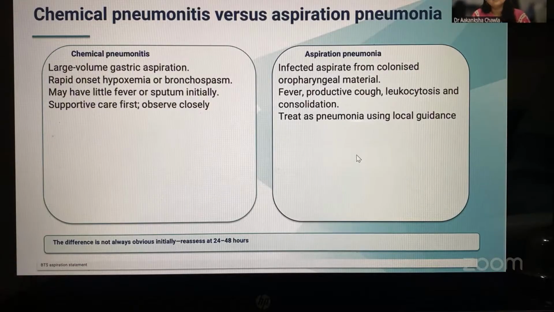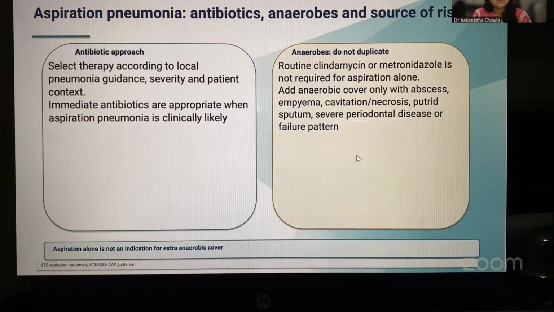For an aspiration pneumonia, however, there is an infected aspirate from colonized oropharyngeal material. So the patient would have fever, productive cough, may even have increased TLCs or a consolidation on the chest X-ray. So you treat as per your local antibiogram and you add the antimicrobial here. So this is the difference between the two presentations of aspiration, and this is something that you should be able to identify. And when we talk about aspiration pneumonia, you select the therapy like for any other infection based on the local antibiogram, how sick the patient is, how severe the pneumonia is, and if you're dealing with any underlying disease or anything else which needs an appropriate antibiotic cover.